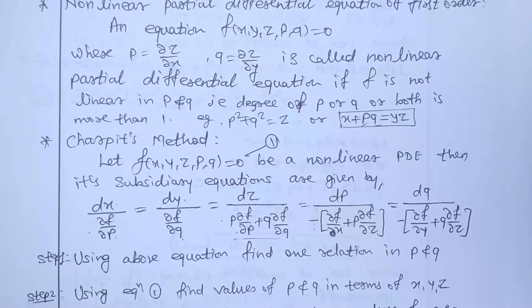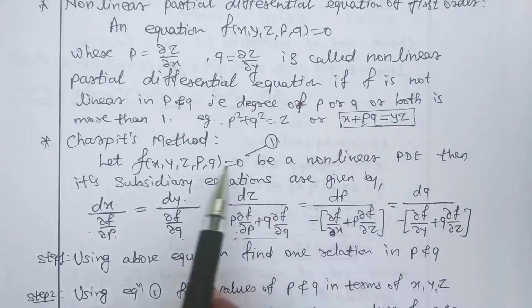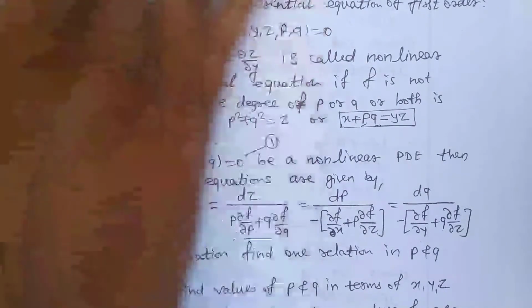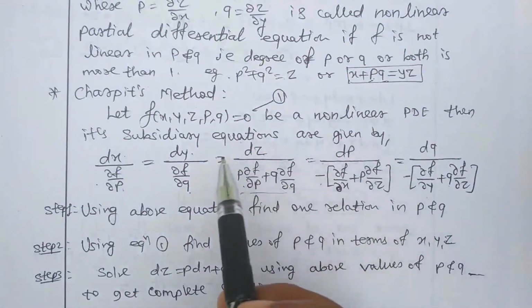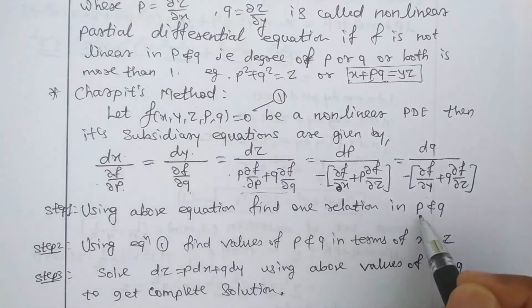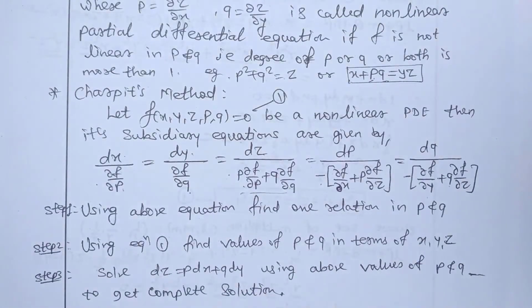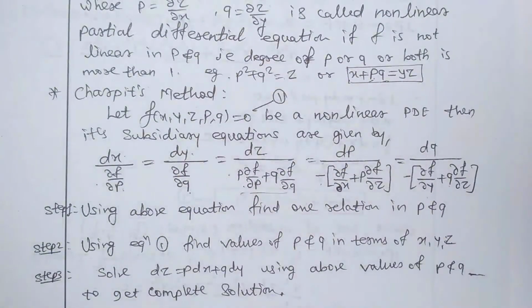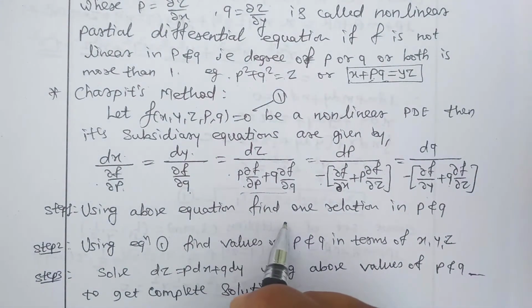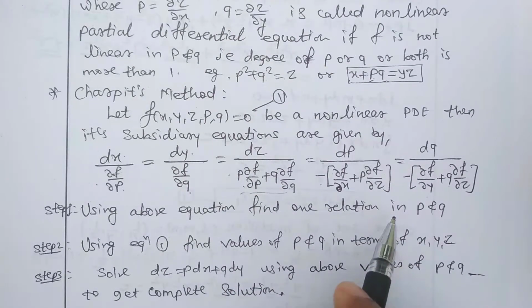Now what are the steps to solve a first order non-linear differential equation by using Charpit's method? Step number 1: by using this equation, we have to find one relation in terms of p and q. There are 5 terms here, so we form different types of groups. By using any one group, just find the relation in terms of p or in terms of q or in terms of p and q.